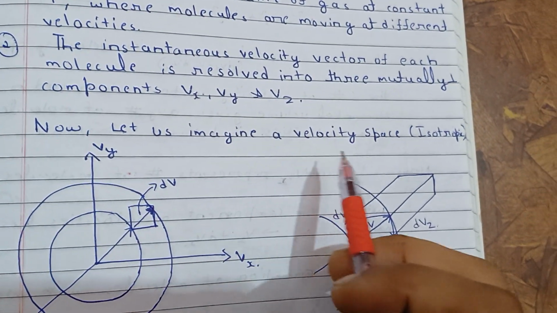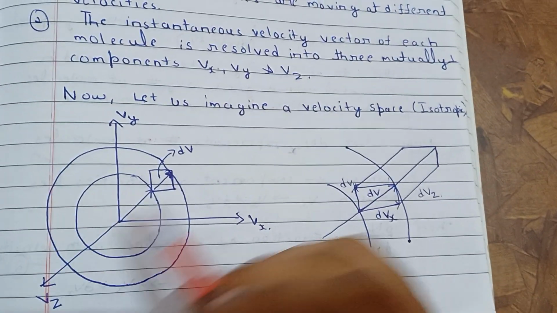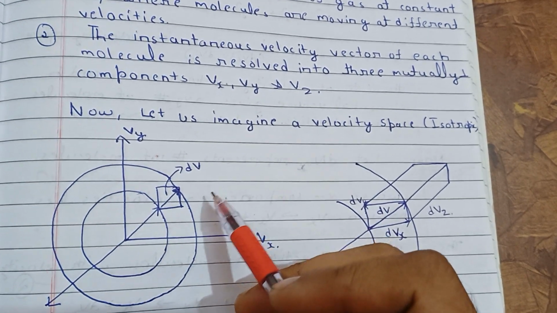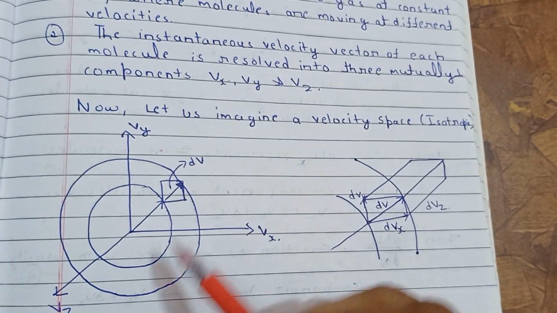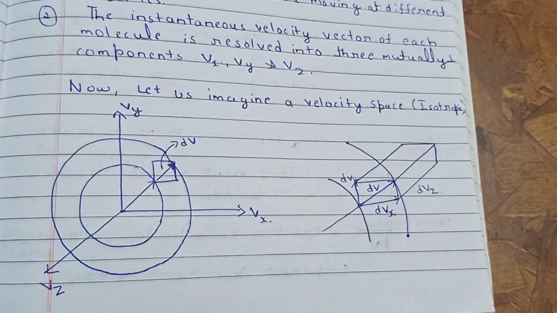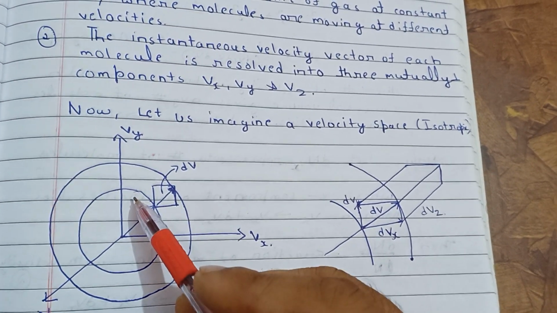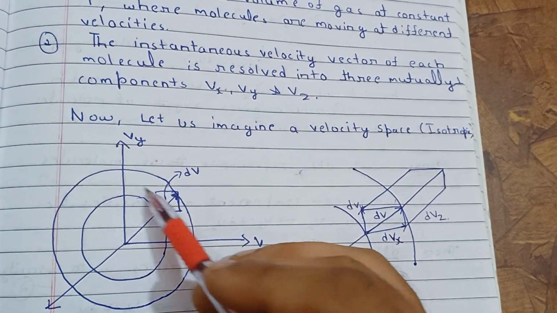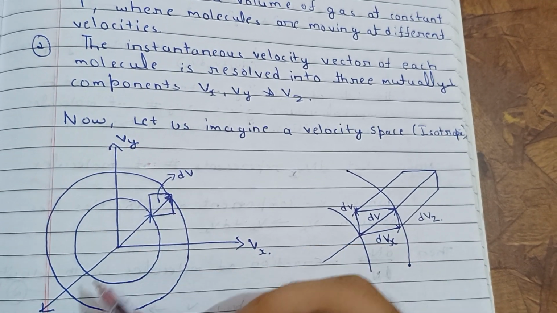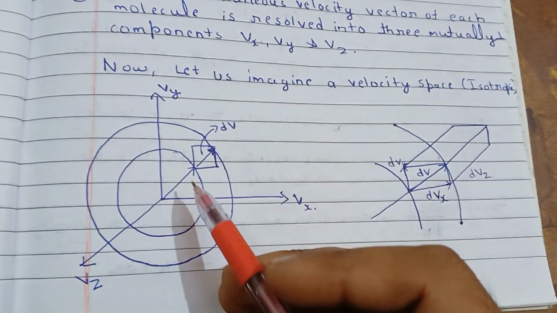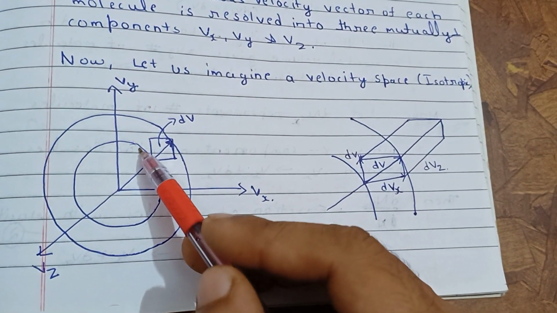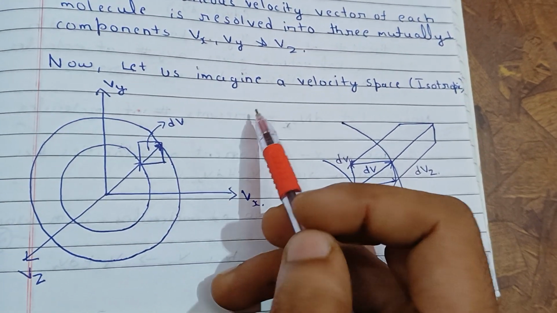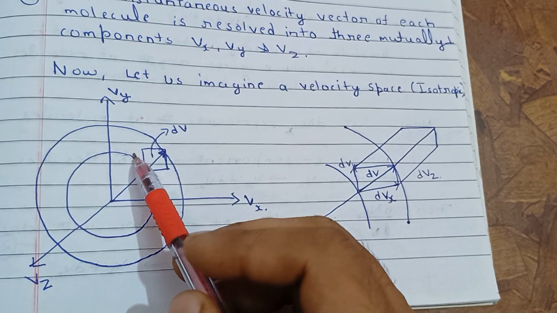So now let us imagine an isotropic velocity space. What is the meaning of isotropic? It means it is the same in all directions. Whatever you are taking here will be the same as whatever you are taking here. That is what isotropic means. And now see, this is a sphere and this is a constant radius. All the particles lying on this sphere will have three different components, but net v square equals vx square plus vy square plus vz square. So v square will remain the same.